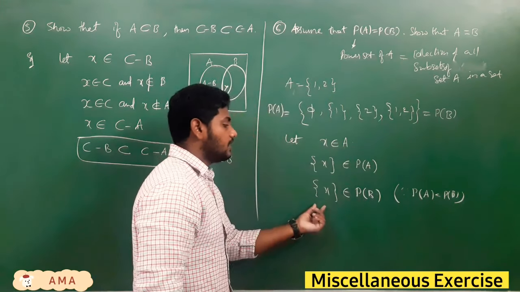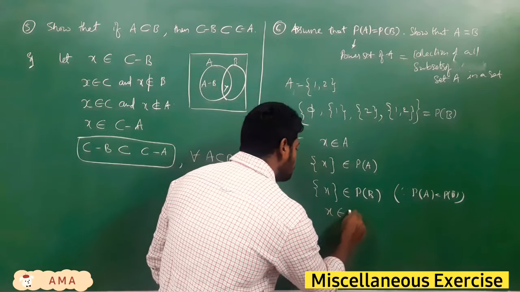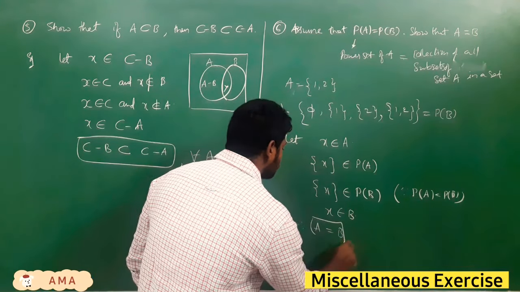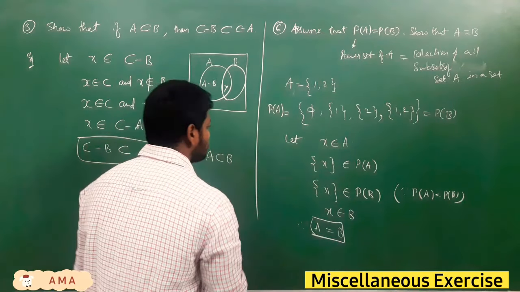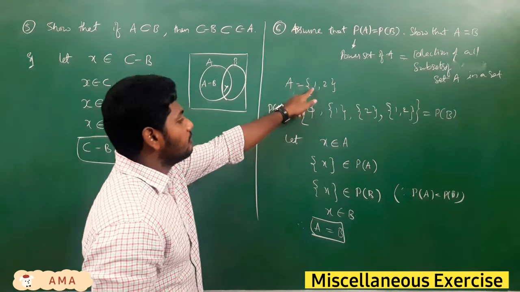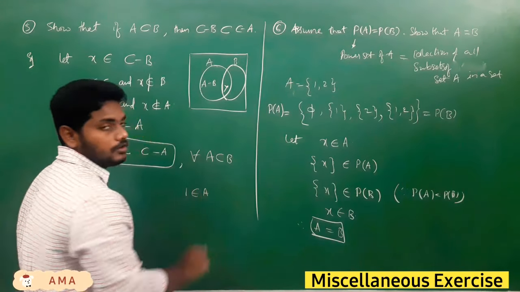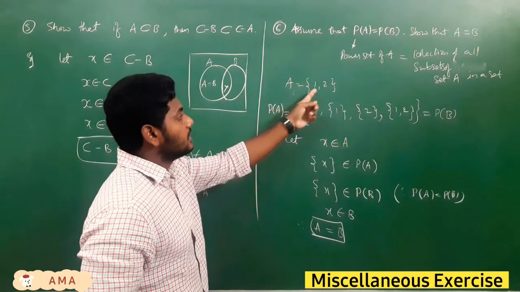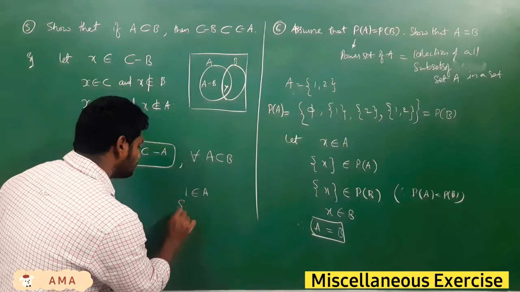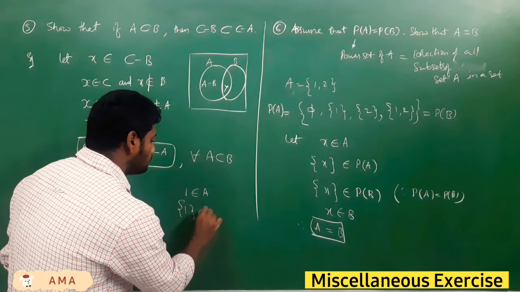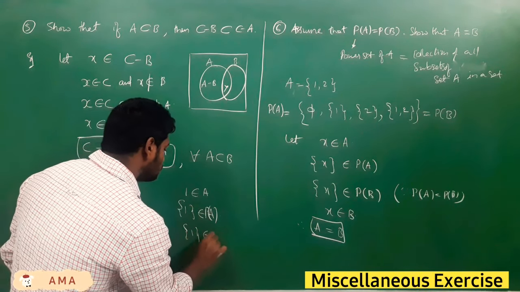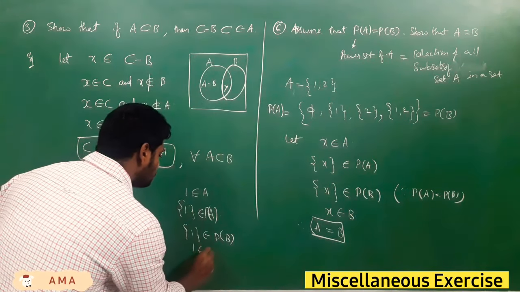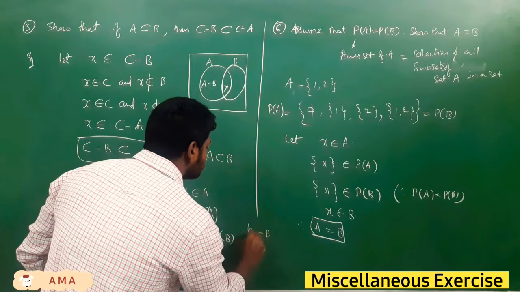Right or not? If set X belongs to P of B, nothing but X belongs to B. X belongs to B. Therefore, A equal to B. See, I will give an example. From this question I will say, if 1 belongs to A, observe set 1 belongs to P of A or not? As 1 belongs to A, set 1 belongs to P of A. If set 1 belongs to P of A, nothing but set 1 also belongs to P of B according to the given condition. There is nothing but 1 also belongs to B, nothing but A equal to B.